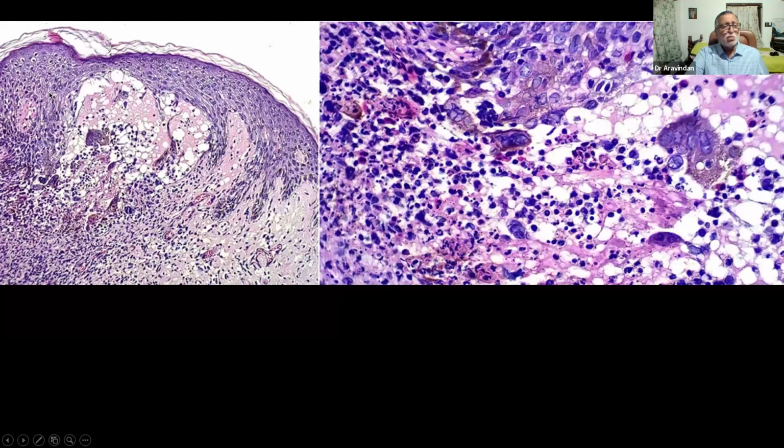Now, this is a bulla within the spinous layer, and this high power picture is a giveaway. You find giant cells with ground glass nuclei, multiple nuclei with ground glass appearance. So this is a typical viral vesicle. This was a case of herpes zoster.